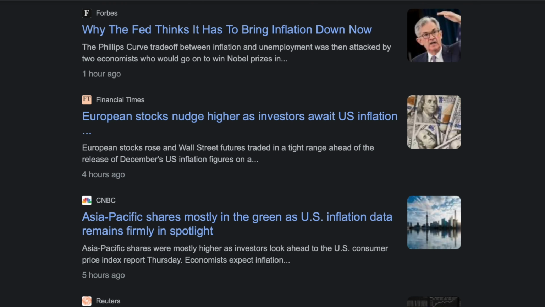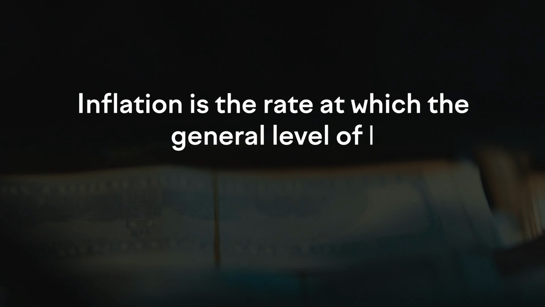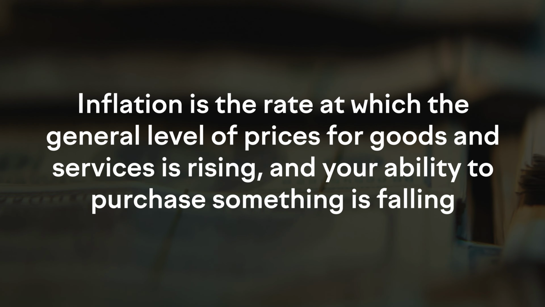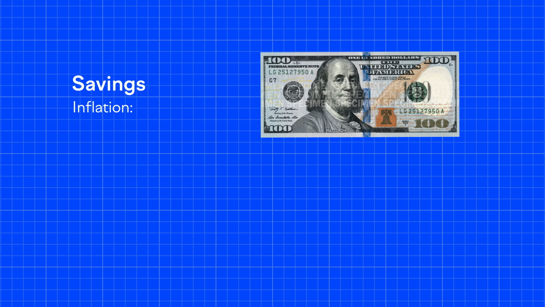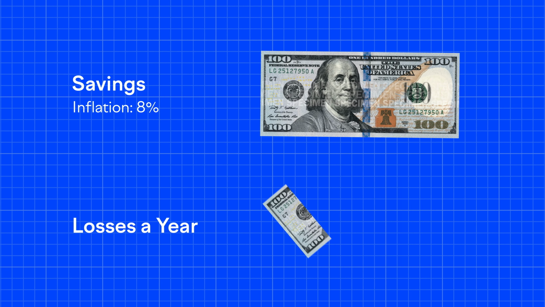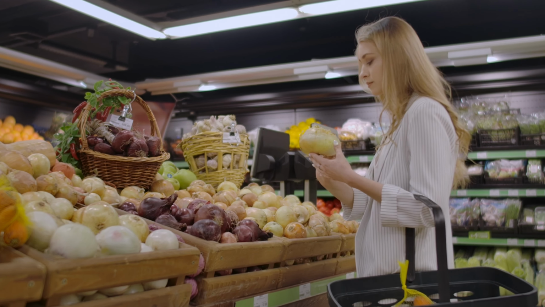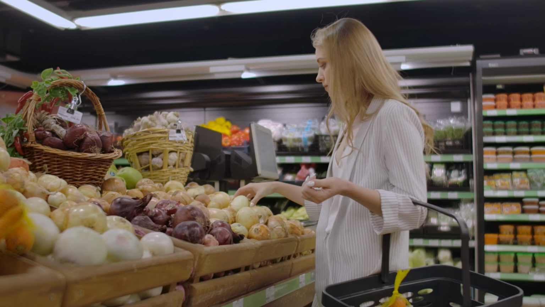You've probably heard about inflation a lot in the news for months now. Inflation is the rate at which the general level of prices for goods and services is rising, and your ability to purchase something is falling. For example, today we see inflation of around 6 to 8% a year. This means that for every $100 in savings, you're losing $8 a year unless you invest them in some assets. It creates a situation when everything in stores gets more expensive every day and your wage and savings are no longer adequate for the prices. Basically, you're getting poorer over time.